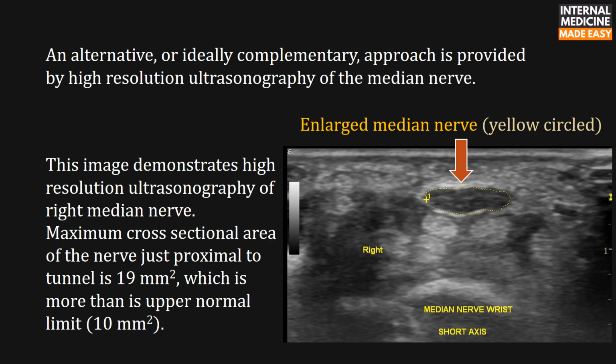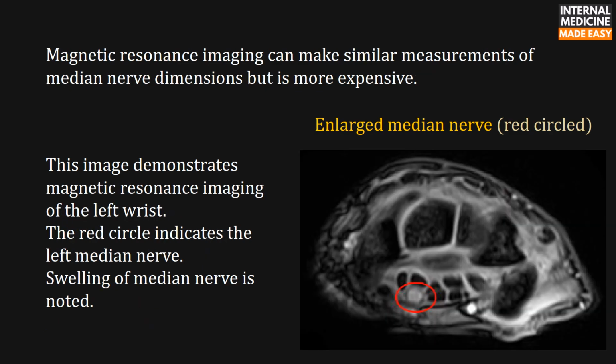This image demonstrates high-resolution ultrasonography of the right median nerve of a patient. Maximum cross-sectional area of the nerve just proximal to the tunnel is 19 mm², which is more than its upper normal limit of 10 mm². MRI can make similar measurements of median nerve dimensions but is more expensive. This image demonstrates MRI of the left wrist of a patient. The red circle indicates the left median nerve. Here, swelling of the median nerve is noted.